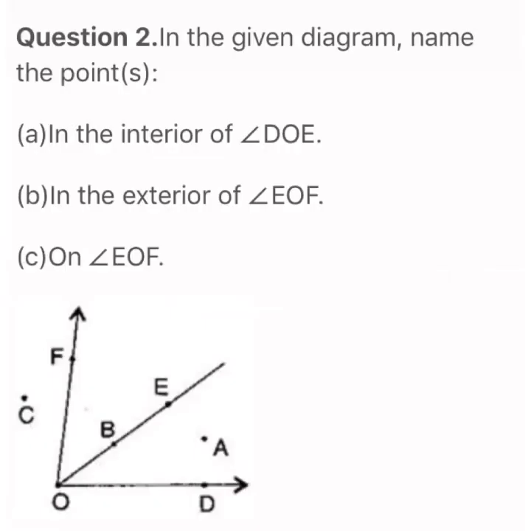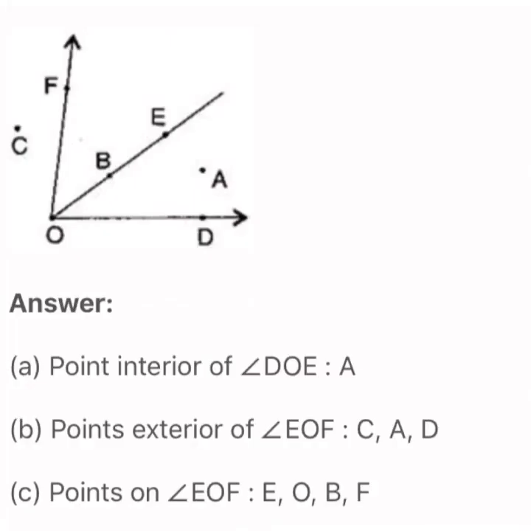Now, question number 2. In the given diagram, name the points in the interior of angle DOE, in the exterior of angle EOF, and on angle EOF. So, children, here a diagram is given to you where there are 3 angles formed, and we have to find out the answers according to the situations given. So the first one is in the interior of angle DOE.